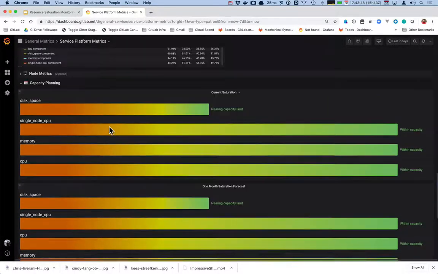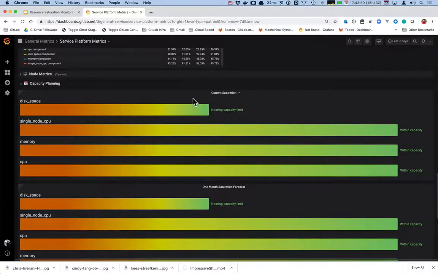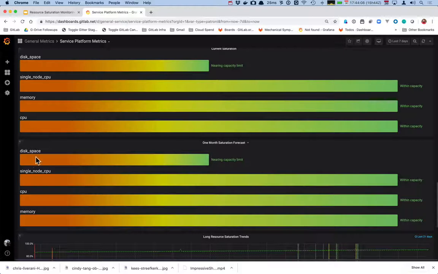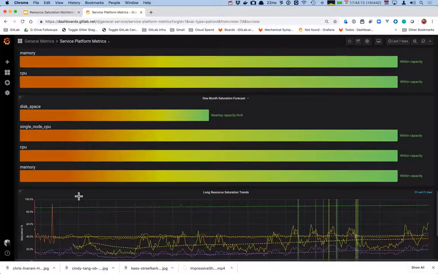What this gives us is the current saturation score for each resource in the Patroni service. So here you can see this service has a disk space resource, a single node CPU resource, memory, and overall CPU. And what it's telling us is that in 1 month's time, the disk space will still be near saturation, but everything else will be fine.